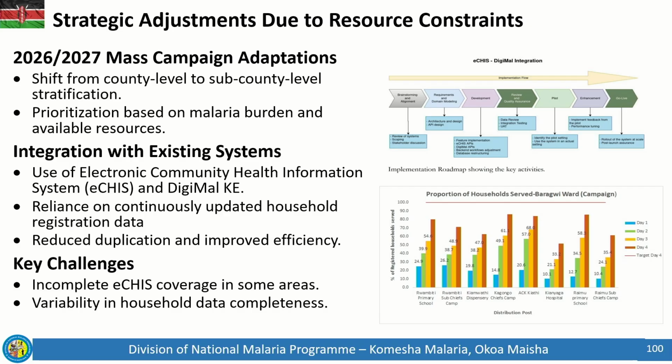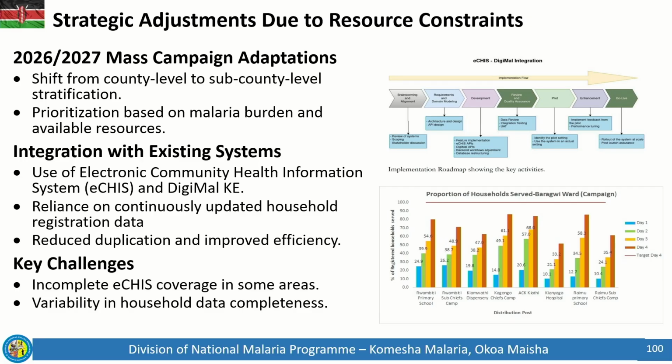And so we started an integration process last year when we were doing our macro planning for the next campaign. And we integrated ICHIS into Digimal, and the results you're seeing below there is actually us piloting the system and seeing what we can achieve. You can see the results did not really achieve the targets.